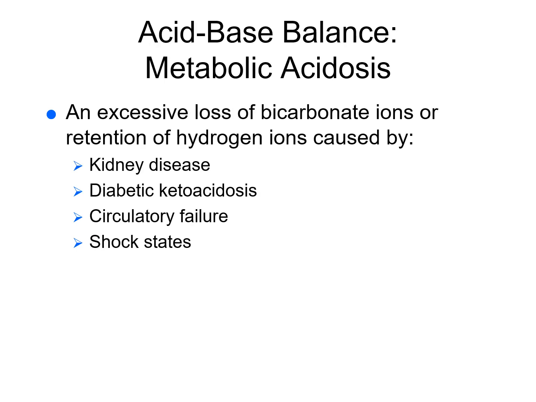So metabolic acidosis, that's anything in our pH level that is less than 7.35. We have an excessive loss of bicarbonate ions or retention of hydrogen ions caused by kidney disease, diabetic ketoacidosis, circulatory failure, and shock states. Those are majors, right? Those are major system issues or disease processes that have caused us to go into metabolic acidosis.